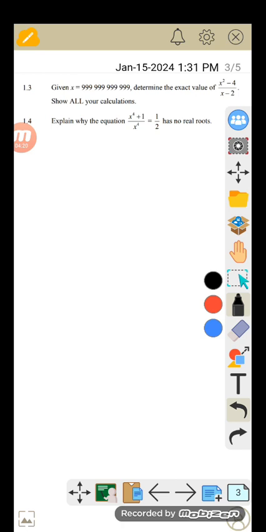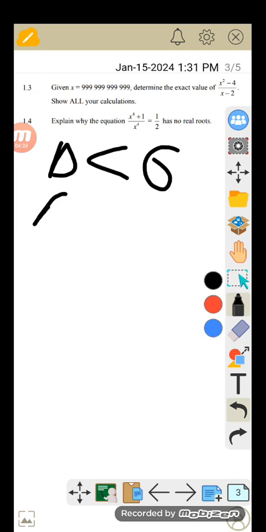It says, explain why the equation has no real roots. We know that if the equation has no real roots, which means that its delta must be what? Less than 0. Or it must be what? Negative. You see? Because why must it be less than 0?